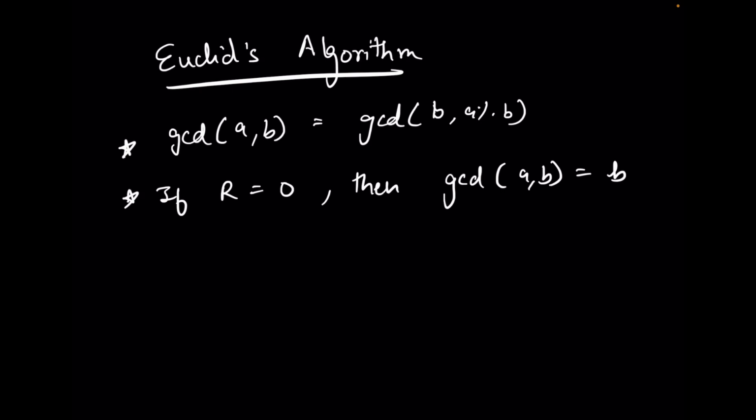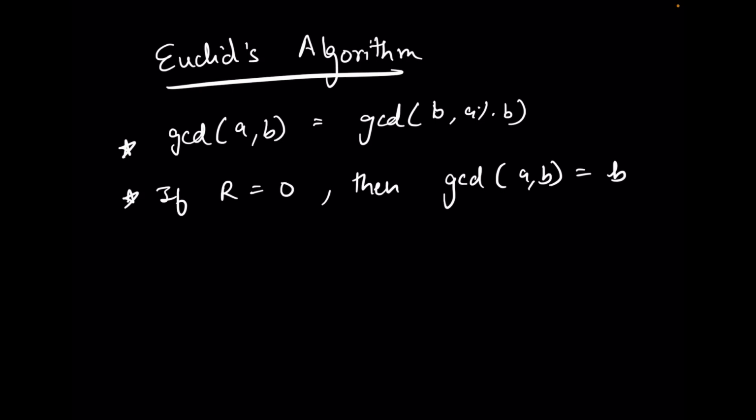You keep doing this until you reach a situation of the second point given here, the second point that we discussed, which is basically that A mod B is 0 or R is 0, right? And in such a situation, the GCD is just B. So this is kind of a recursive solution. That is what it actually is. So you should think of that in recursive terms.